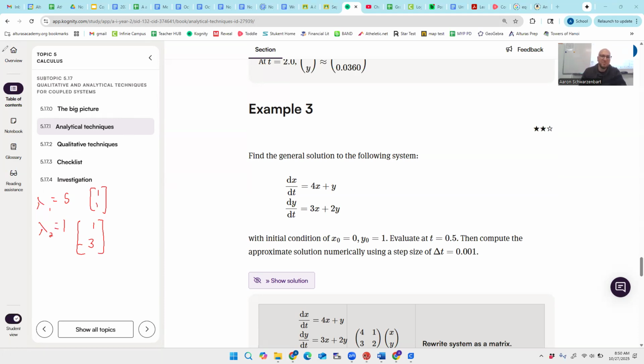So now A e to the 5t times 1 plus b e to the t times 1, so just t, 1, negative 3. So now when I plug in, we've noticed that the e to the t's when it's 0 is always just 1, right? So 1 times a plus 1 times b. A plus b equals 0. Okay. A minus 3b equals 1.